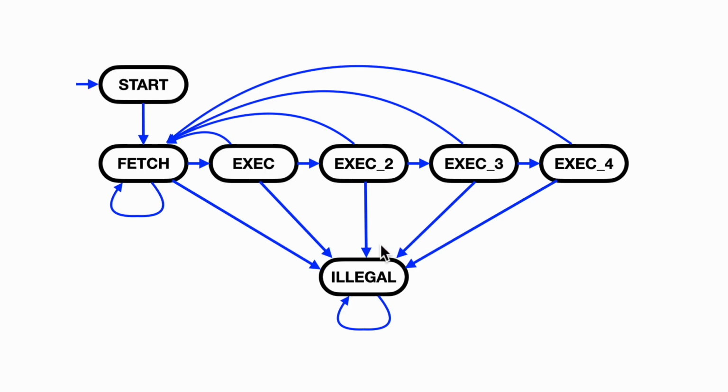shown in this diagram here. Every instruction begins in the fetch state, and many instructions take only a single cycle, so they remain in the fetch state. But some instructions take 2, 3, or more cycles, and we'll go through this sequence of states before they return to the fetch state and begin the next instruction. We also have a start state and an illegal state.